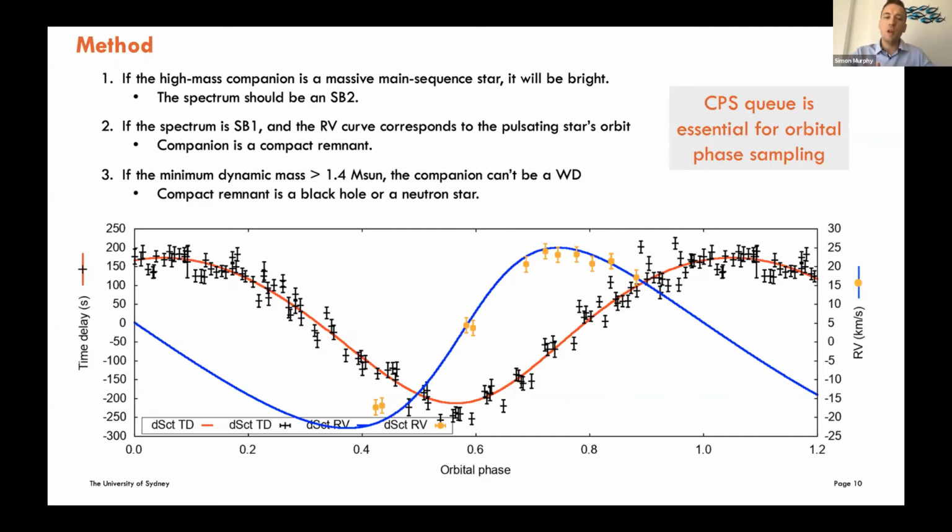So we can compute a minimum dynamic mass using these curves, and if it's greater than 1.4 solar masses, the companion can't be a white dwarf. So the compact remnant is a black hole or a neutron star.